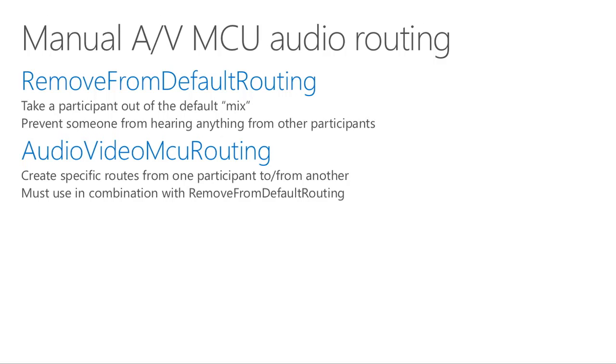And that's where this other class comes in, which is audio-video MCU routing. This one allows you to set audio routes at a more granular level. So you can say, I'm going to allow my UCMA application to receive audio from participant A, but not from participant B. And I'll send audio to participant B, but not participant A.